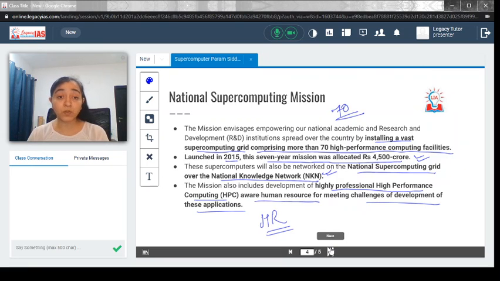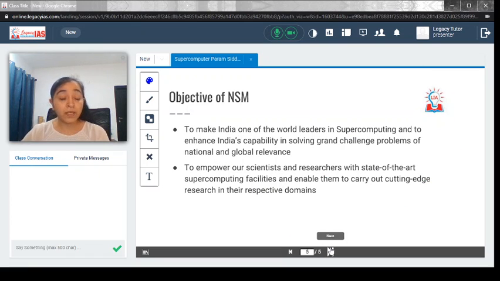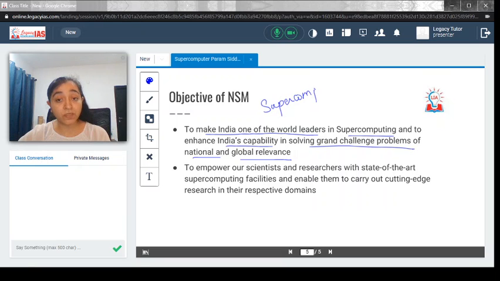Now also let's just quickly understand its objective. Its major objective is to make India one of the world's leaders in supercomputing and to enhance India's capability in solving grand challenge problems of national and global relevance. So at times why we need supercomputers is because there are certain problems which cannot be solved with the normal computer because of their limitation of processing speed. So for that we need supercomputers.